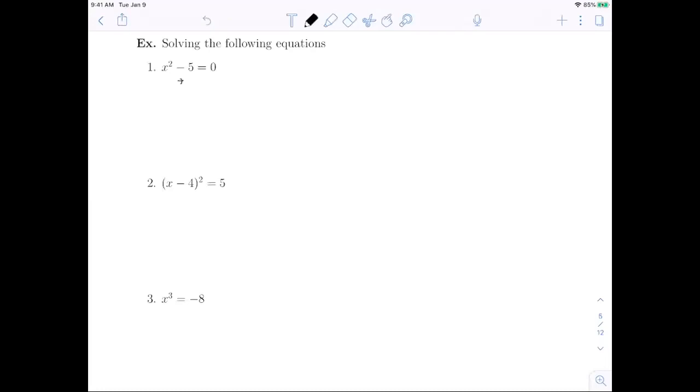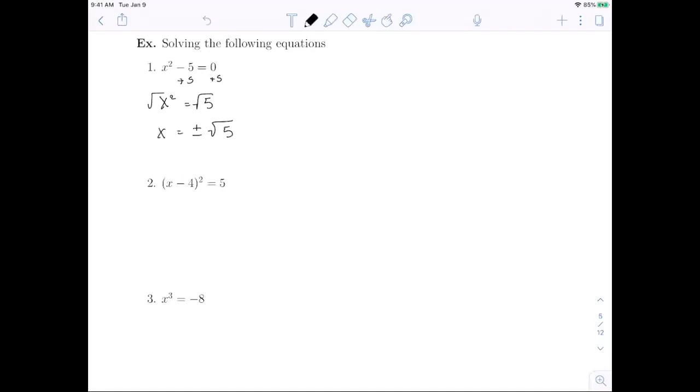I would add 5 to both sides, just because x squared, I still want to get my variables all to one side by themselves. So I get x squared equaling 5. And then I'm going to take the square root. So I get x equaling, yep, plus or minus the square root of 5. All righty.